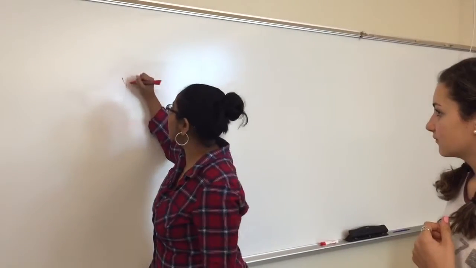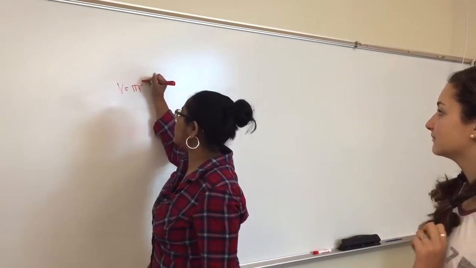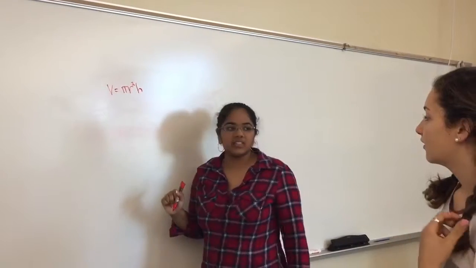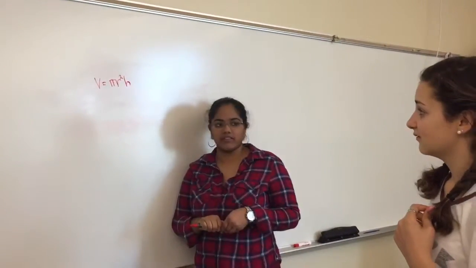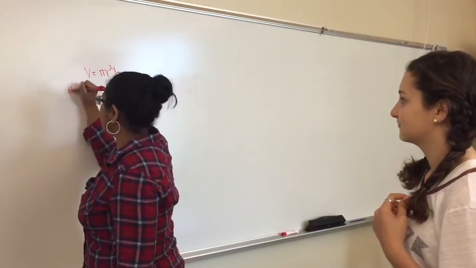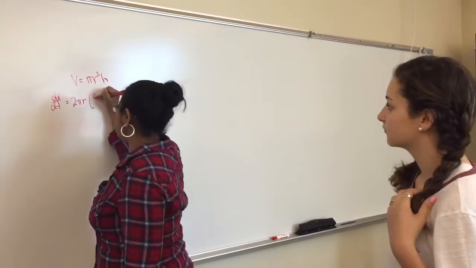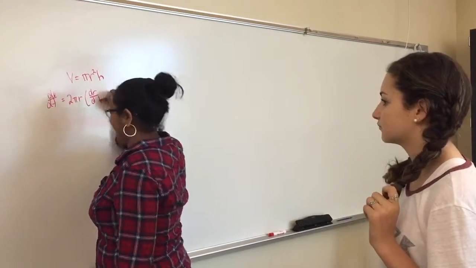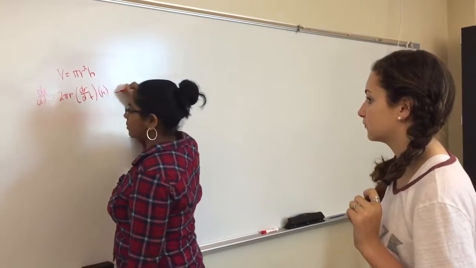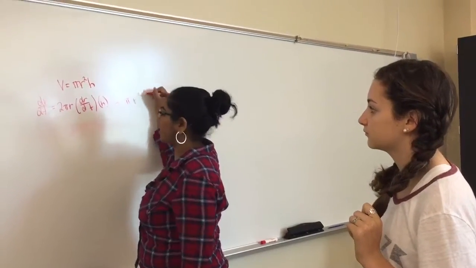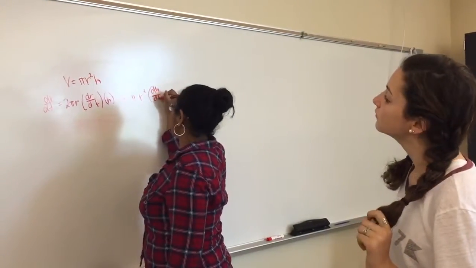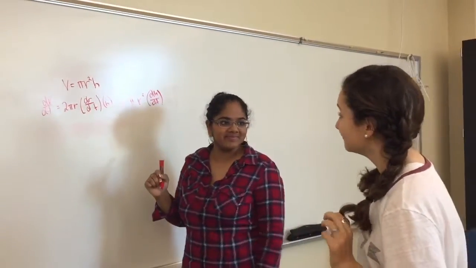So we know that volume equals pi r squared h. Next we take the derivative of it since we're looking for the derivative of the height. So dV over dt equals 2 pi r dr over dt times h plus pi r squared dh over dt. Does that make sense?